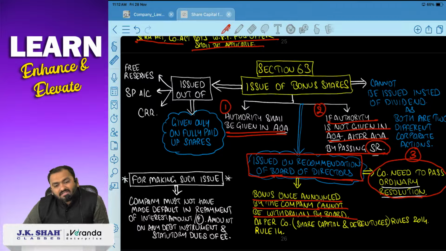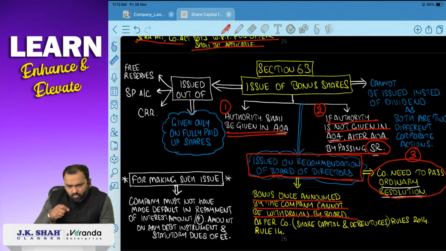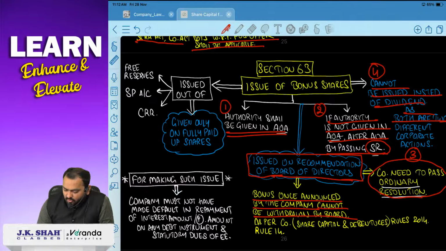That is about rights related to voting. We are talking about the liability of company. Correct? So yes, in the dividend chapter we did that issue of bonus shares and declaration of dividend, these are two different corporate actions. Therefore, company cannot declare dividend instead of bonus shares and bonus shares instead of dividend. There are different rules also for that. Correct? Fine. So that becomes your point number 4. Cannot be issued instead of dividend as these are both different corporate actions.